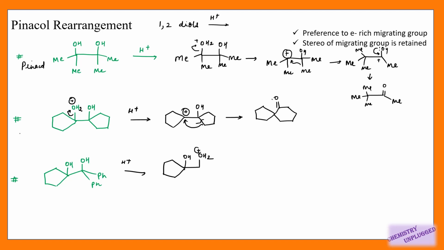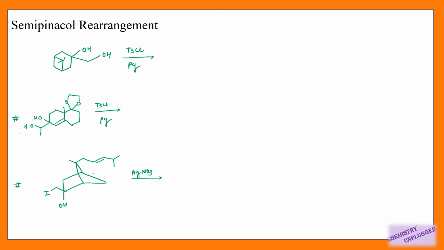That's why this OH will be protonated, and after its removal we will get a positive charge on this carbon. Now this ring will migrate, and when it migrates this ring will become a 6-membered ring and we will get a ketonic group attached here. So you have to decide first which carbocation form will be more stable, then the electron rich migrating group.